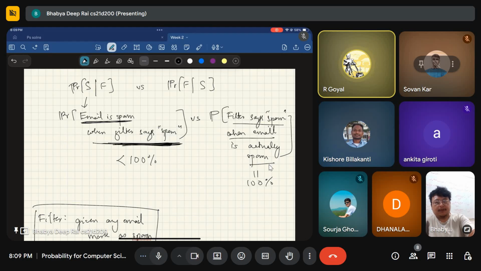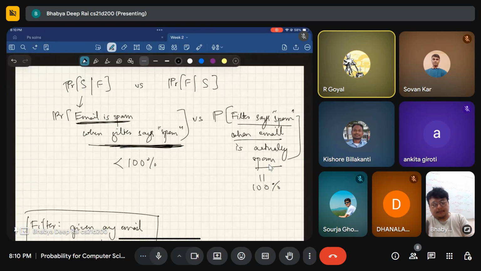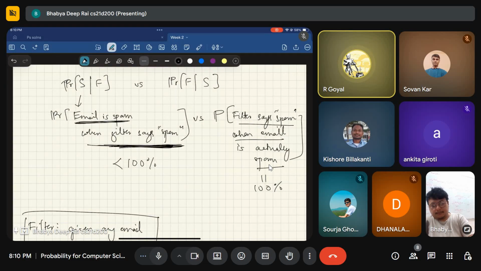In P of A by B, my intuition is that A is the prediction and B is the data point, contrary to what we wrote earlier. So P of A by B is the probability of observing the class given the data point, equal to the probability of the data point given the class multiplied by the probability of observing the class, divided by the probability of observing the data point.